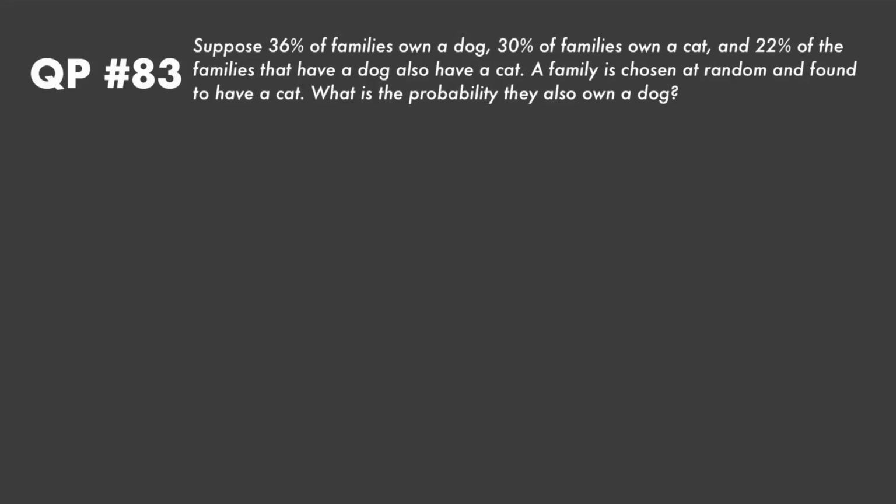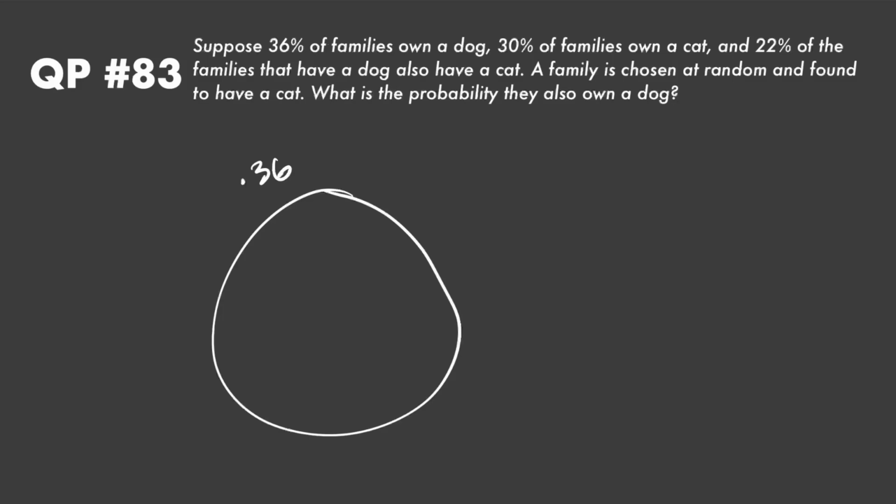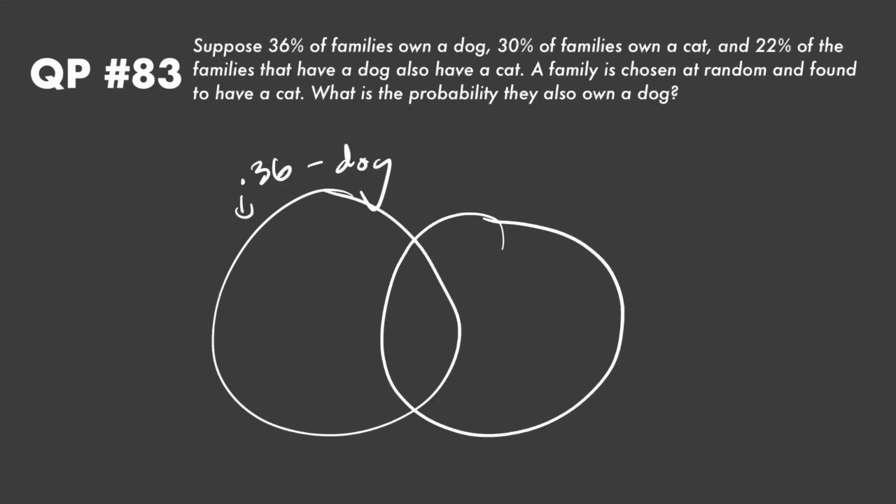Hello everyone, today let's take a look at Quantipus number 83, another conditional probability question. Looking at this question, 36% of families own a dog. Let's draw a circle with 36% probability mass in here. This will be our dog circle. It tells us that 30% of families own a cat, so let's draw a cat circle here, which will have 30% probability mass.